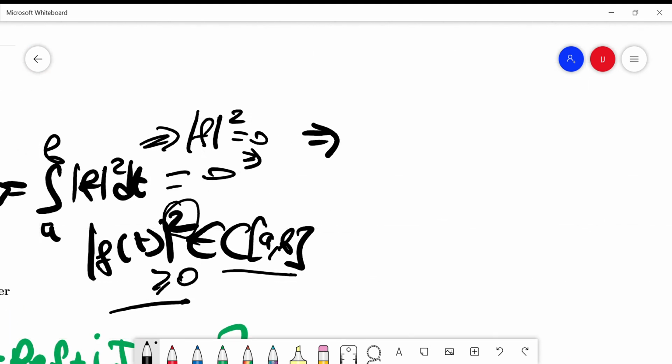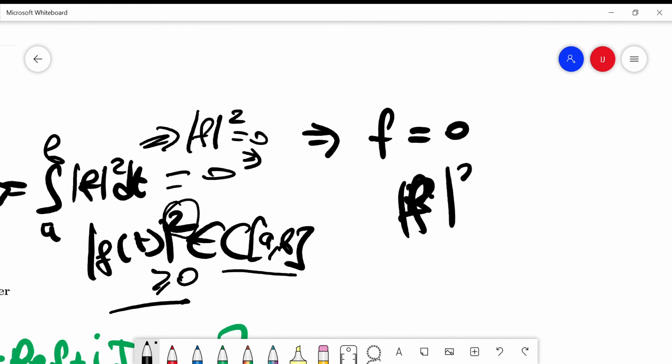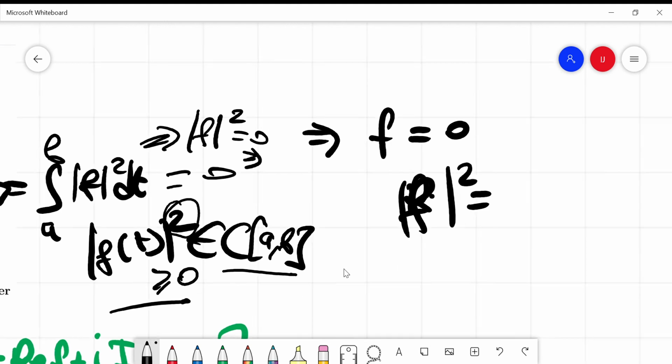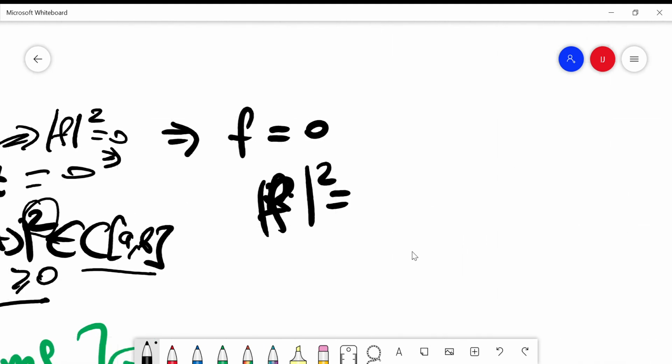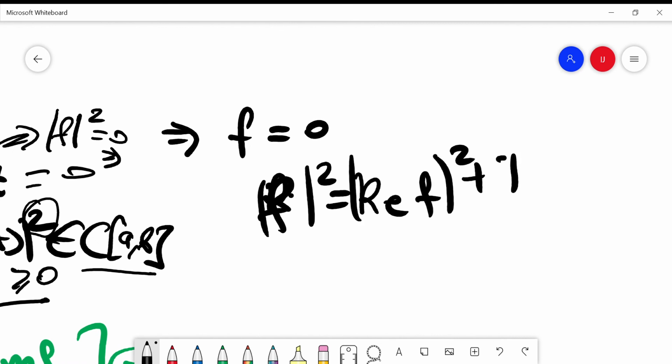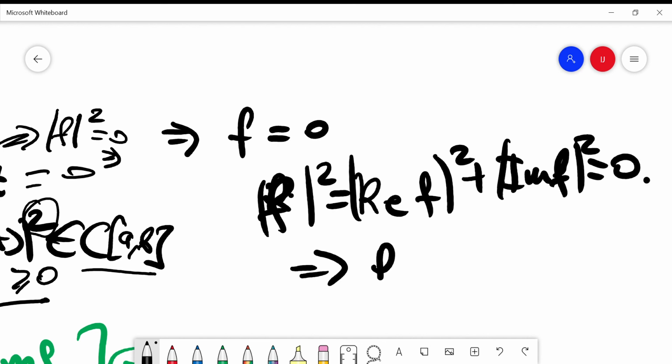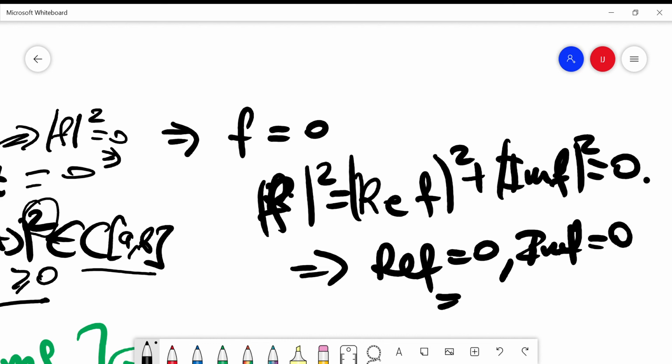This leads to f equal to 0 because the absolute value of f squared is equal to the real part squared plus the imaginary part squared, equal to 0. From here, the real part of the function is equal to 0 and the imaginary part is equal to 0. From here, we know that f is equal to 0 everywhere.